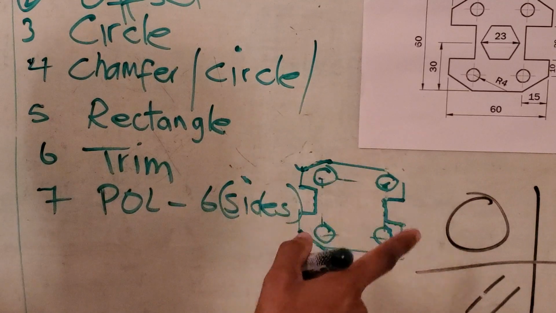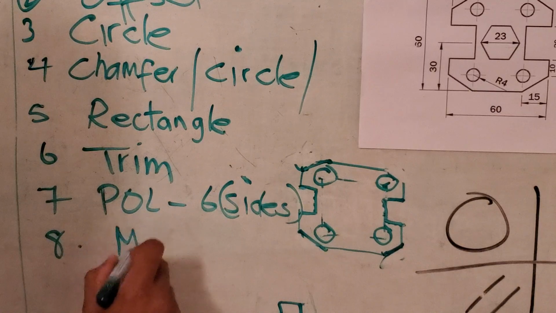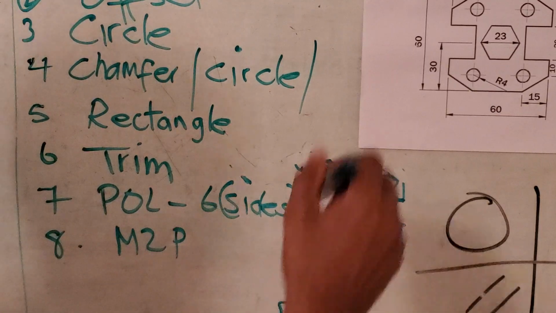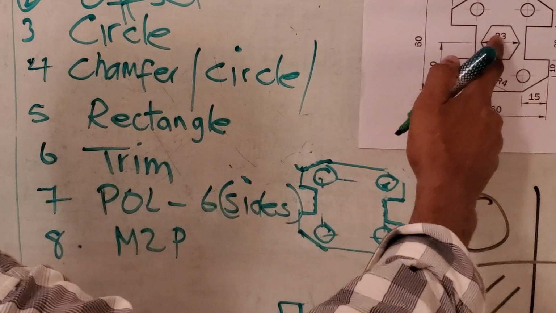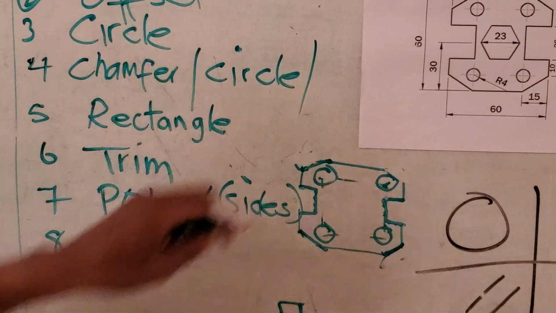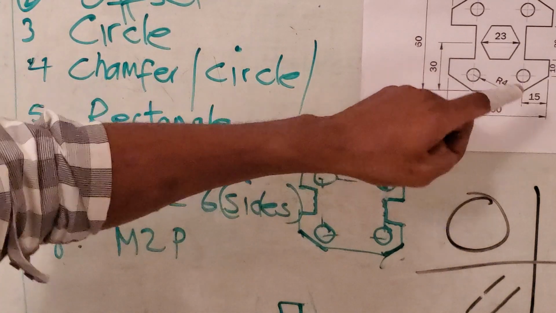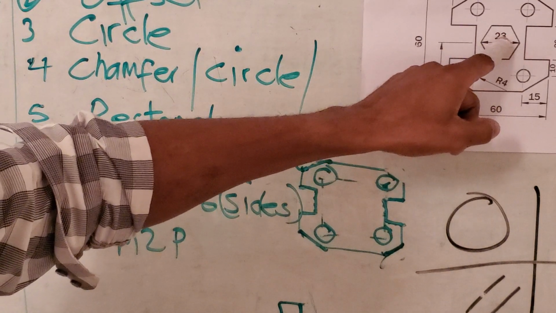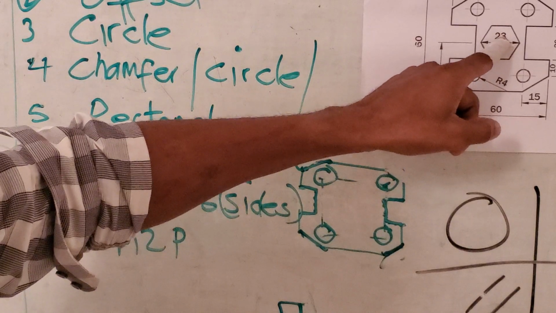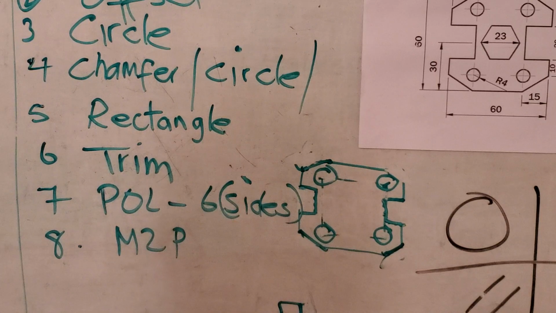When it asks for the center, I would use M2P, middle of 2 points. To locate the center for the polygon, I would use middle of 2 points. Then I would click here as 1 point, down here as the next point, and it will automatically drop this, start the polygon here, and then you enter the radius for the polygon.